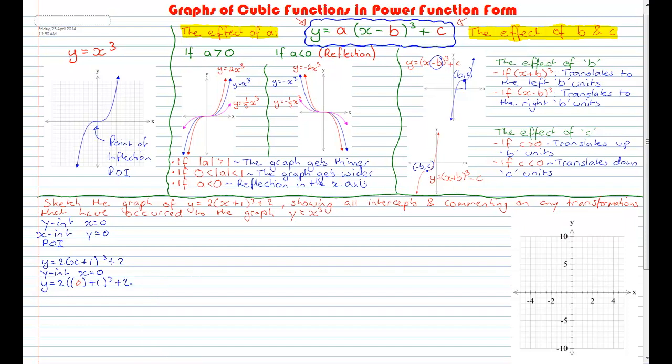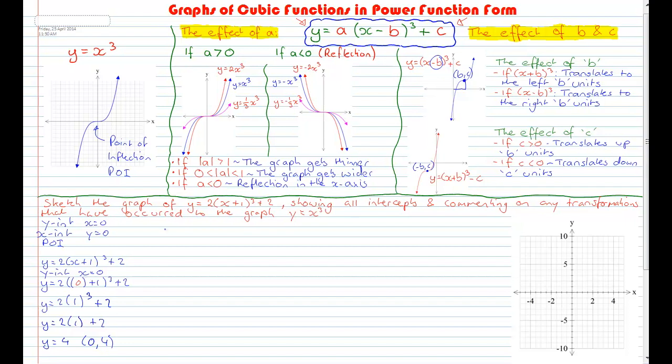Now what I've got to do is go through and simplify. So I've got y is equal to 2(0 + 1 is 1)^3 + 2. Therefore y is equal to 2 times 1 cubed. Well, it's just going to be 2 times 1 plus 2. Therefore y is equal to 2 times 1 is 2, plus 2 is 4. And my y-intercept will be at the coordinates (0, 4).